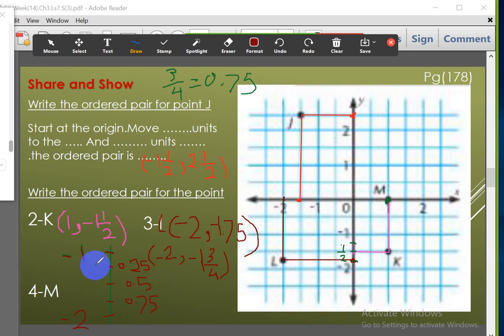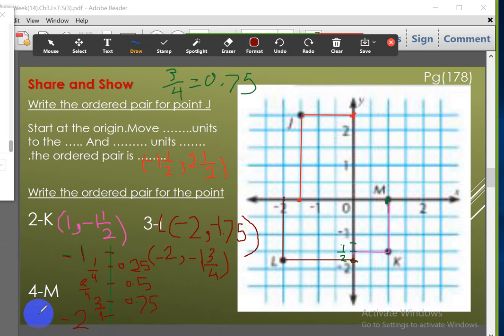If I want to write it as a fraction, it will be 1 over 4. This is 2 over 4. And this is 3 over 4. Okay? So you can write it in any way, the same. Do you understand it now?